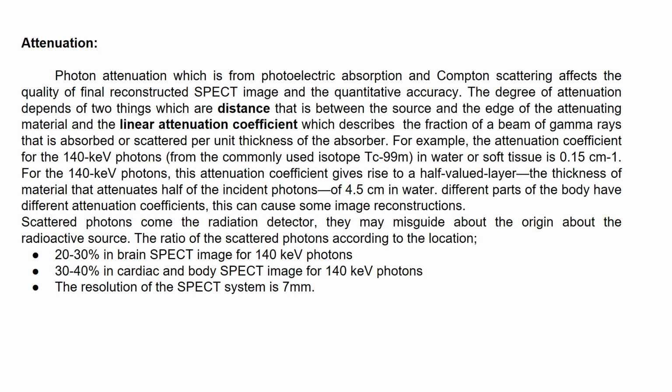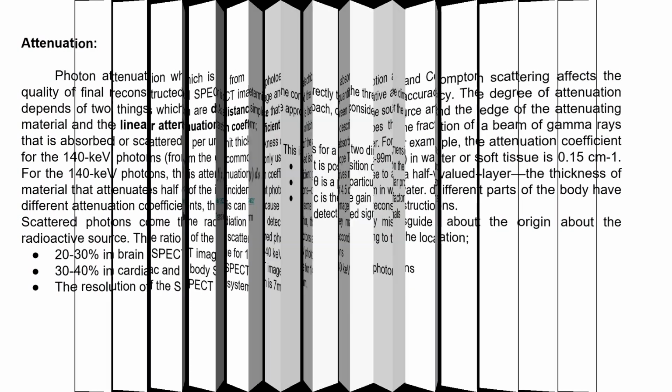Scattered photons reach the radiation detector. They may mislead about the origin of the radioactive source. The ratio of the scattered photons according to location is 30% in a brain SPECT image for 140 keV photons, and 30-40% in cardiac and body SPECT images for 140 keV photons. The resolution of the SPECT system is 7 mm.